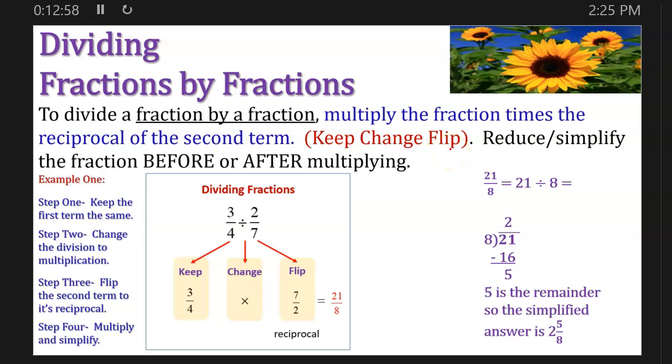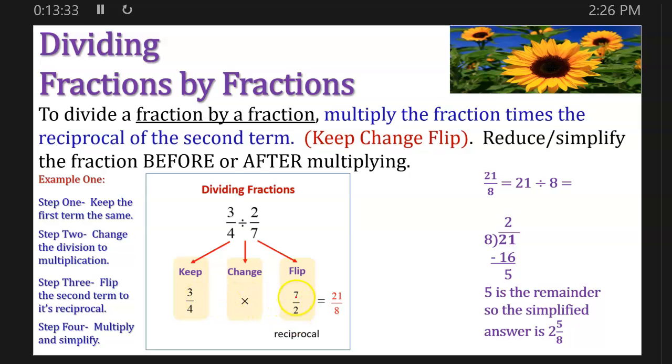You flip that one to its reciprocal. Okay, so dividing a fraction by a fraction is the same as multiplying it times its reciprocal. I'm going to say that again. Dividing a fraction by a fraction is the same as multiplying that fraction times its reciprocal. So here we have 3 over 4 divided by 2/7. And we're going to keep that first one. We're going to change that division to a multiplication symbol. And then we're going to flip this 2/7 around to read as 7 over 2.